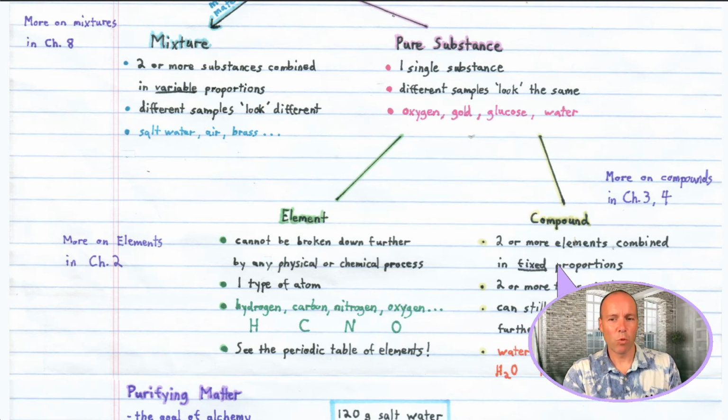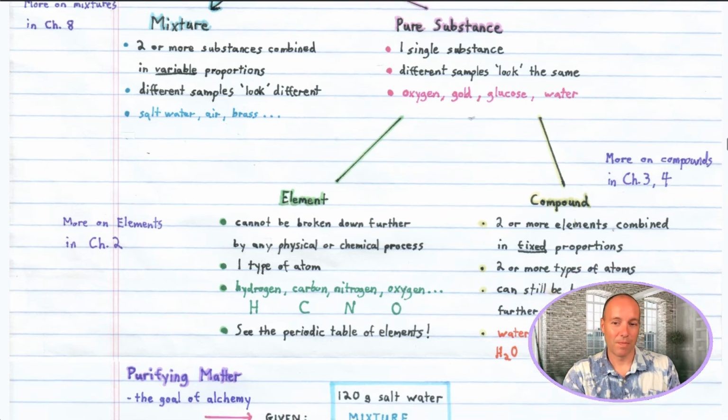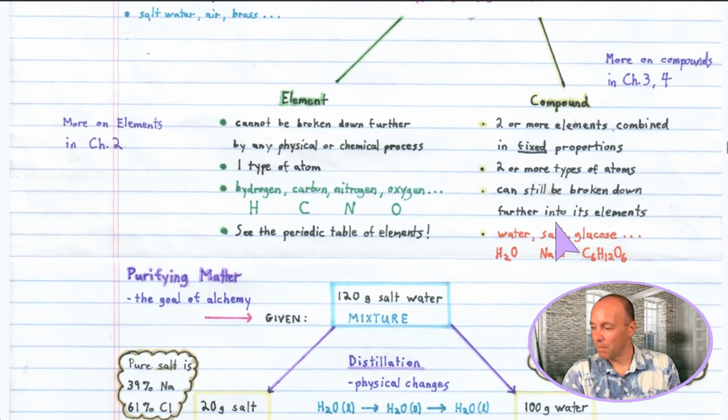Since you have two or more elements, that means you have two or more types of atoms in there. And compounds, unlike elements, can still be broken down into their constituent elements. Examples of compounds are water, salt, and glucose. Now each compound has its own chemical formula. For water, the formula is H2O, so we can see that water is made of the elements hydrogen and oxygen.